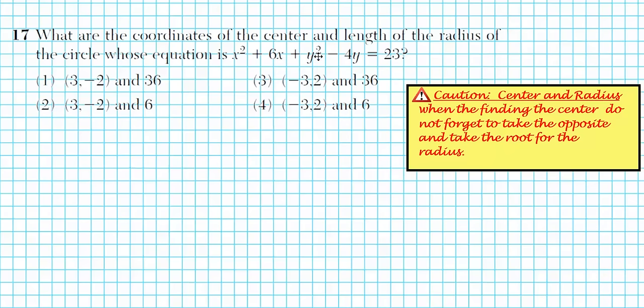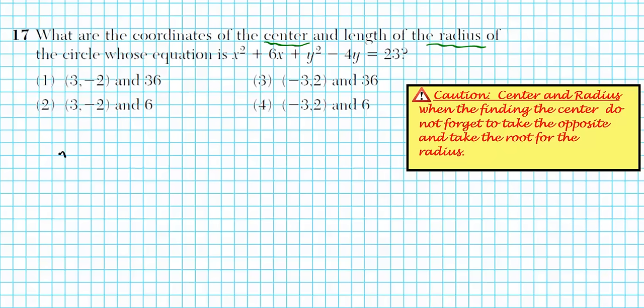This is the general form. We're going to express it in center radius form, okay? One caution is that when you are determining the center and the radius, given the center radius form, do not forget to take the opposite of the numbers next to the x and y and to take the square root of the constant to find your radius, okay? That's a common mistake most students make. You want to look out for that on the upcoming exam.